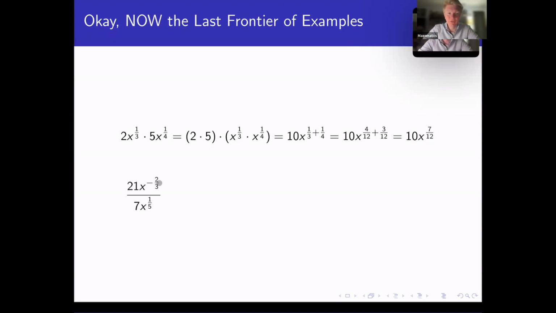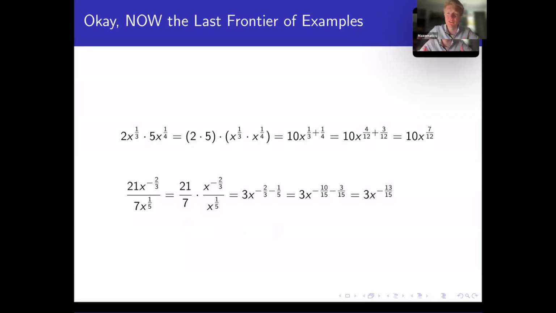21x to the negative 2/3 over 7x to the 1/5. Okay, well, we combine the numbers and we combine the x's. Well, 21 divided by 7 is 3. X raised to some power divided by x raised to another power. Well, when we were dividing, we subtracted. And same thing, just because those exponents are now fractions, it doesn't change anything. It just makes our combination a little bit more difficult.